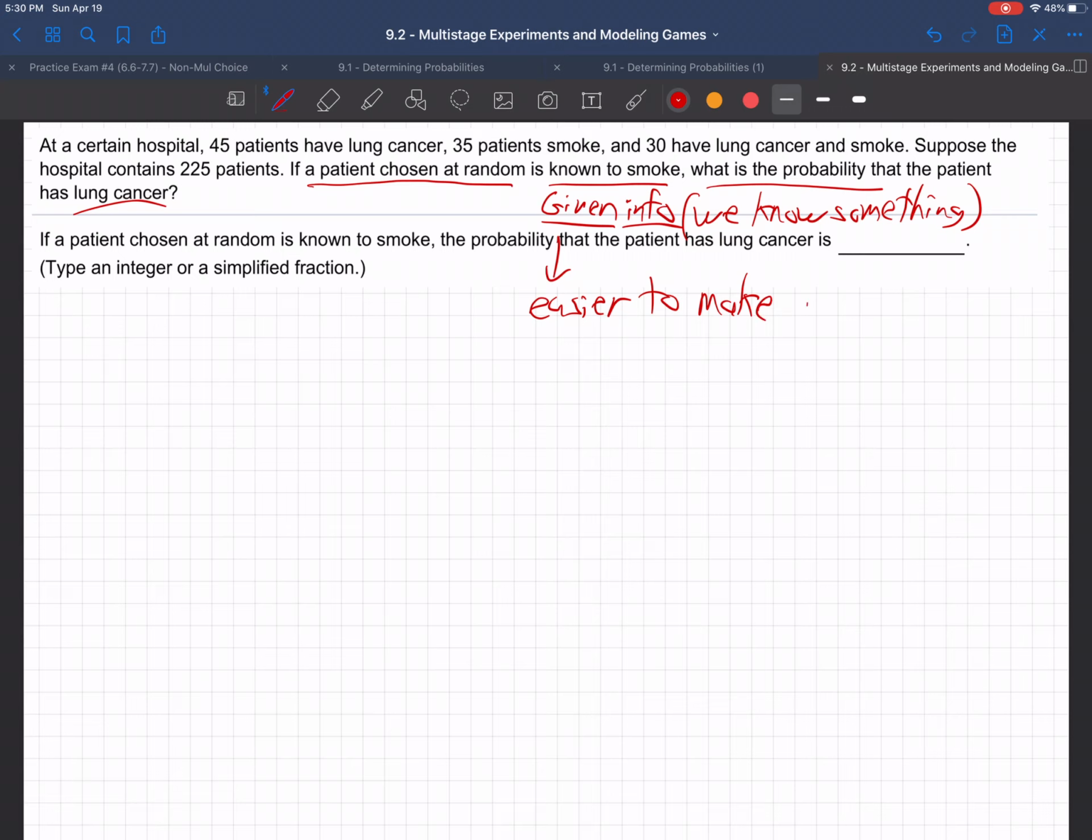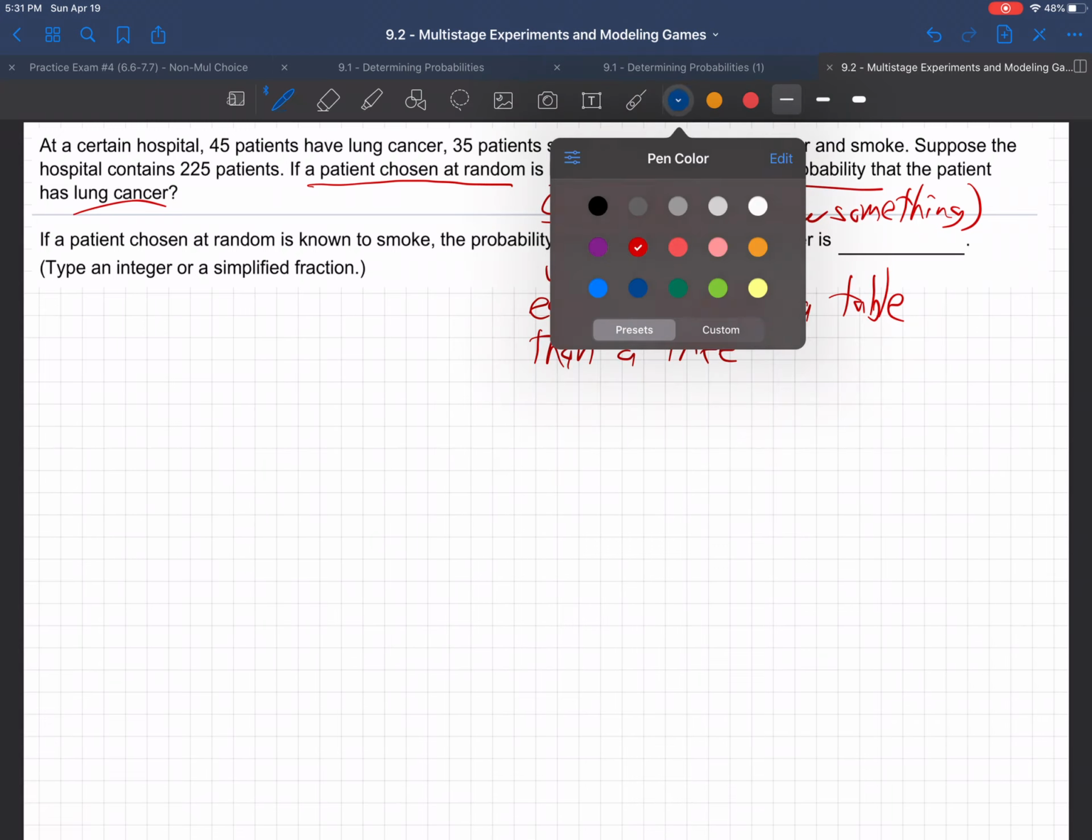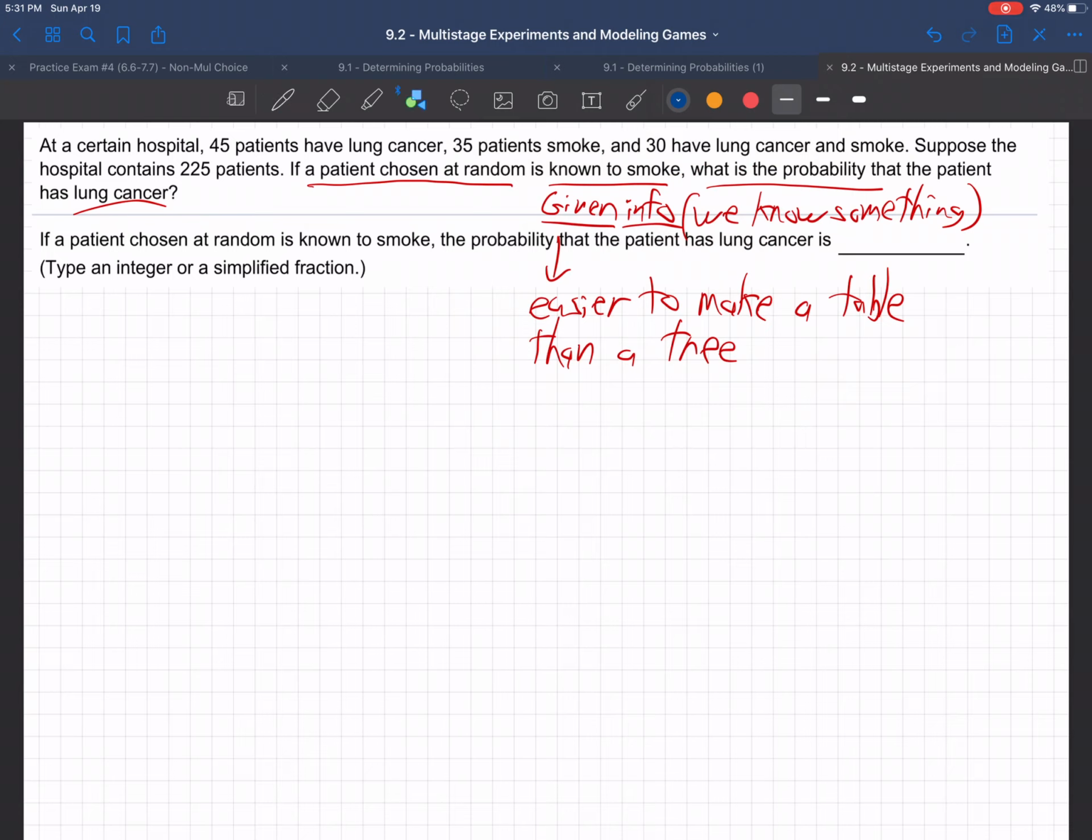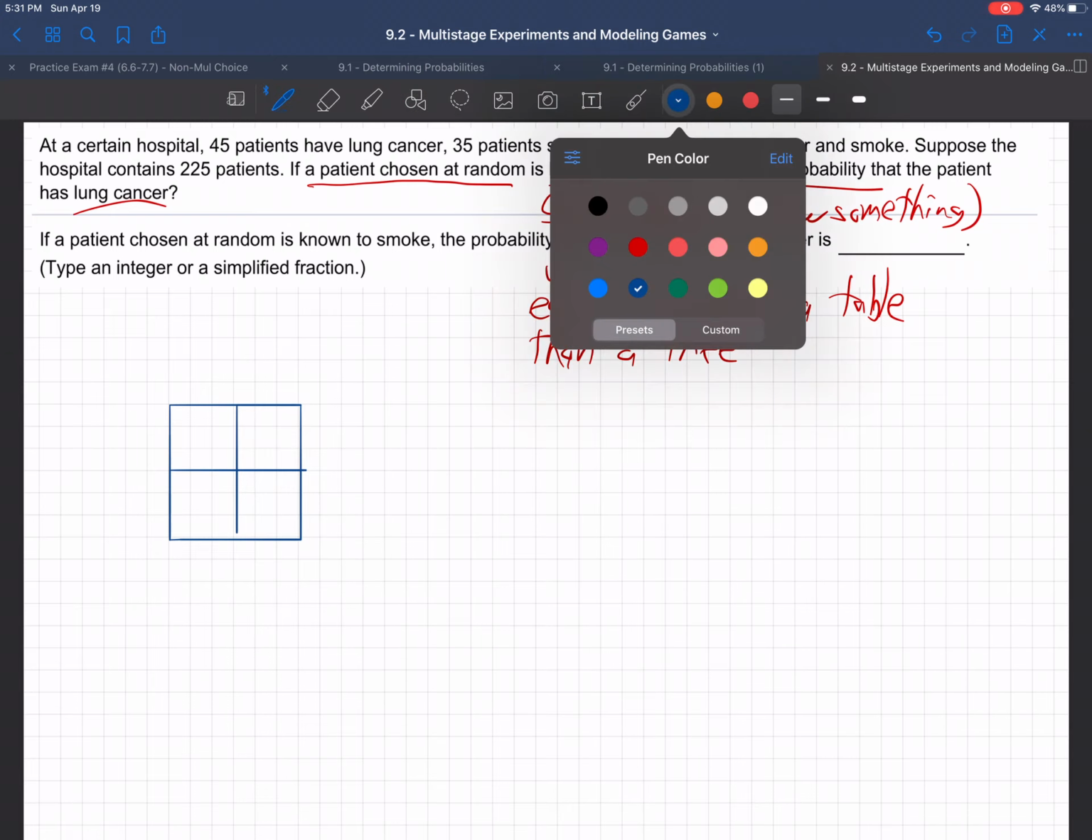to make a table than a tree. You can do it with a tree. There is a method by which you can make a tree, but a table is going to be an easier way to go. So let me show you how to make a table. So I'm going to come down here and make a table. All right, and I'm going to put some information on here that we need.